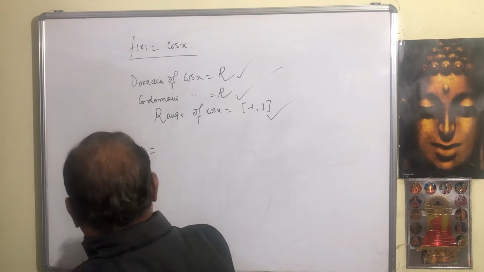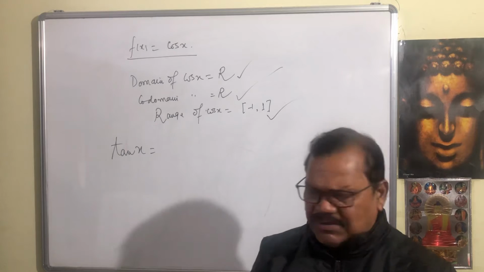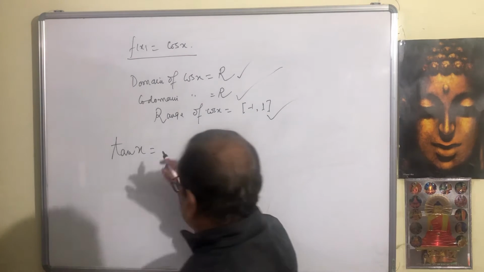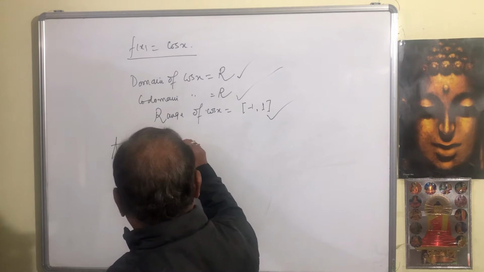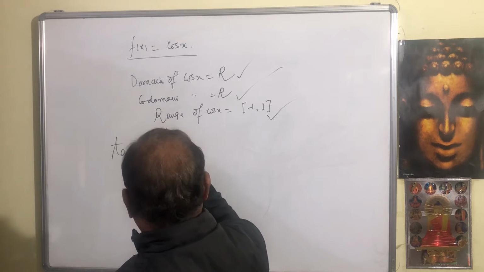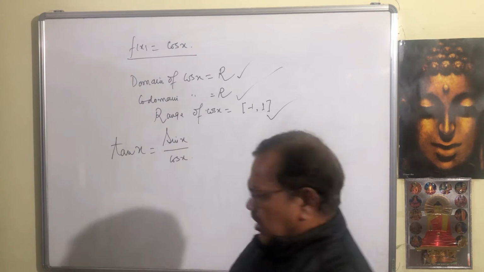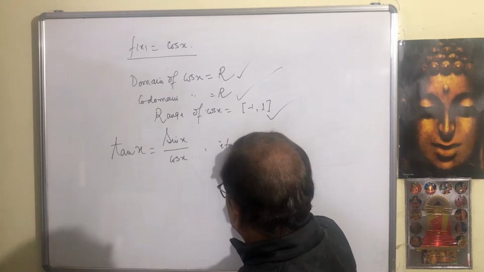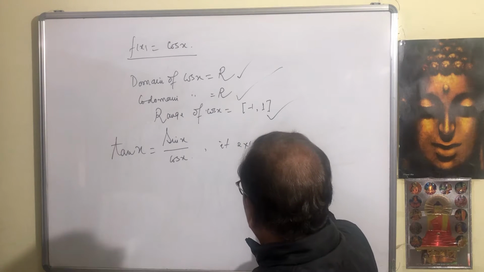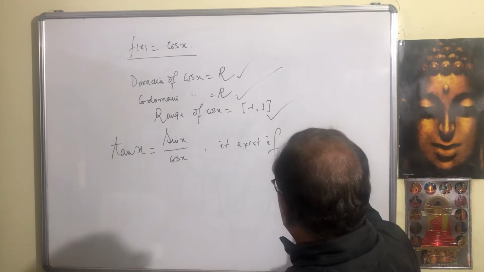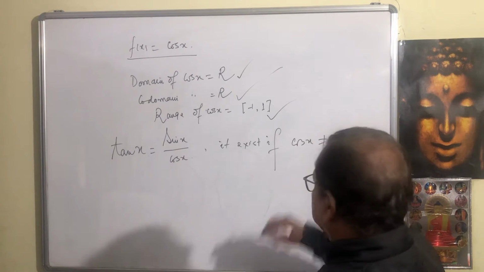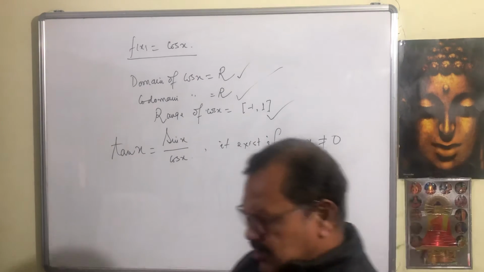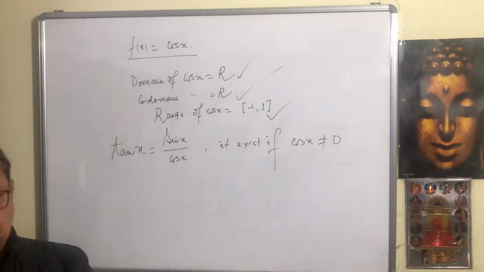Let us see tan x. Tan x is nothing but the ratio of sin x and cos x. So let us think here, sin x upon cos x. Now this tan x exists only if cos x is not equal to 0.